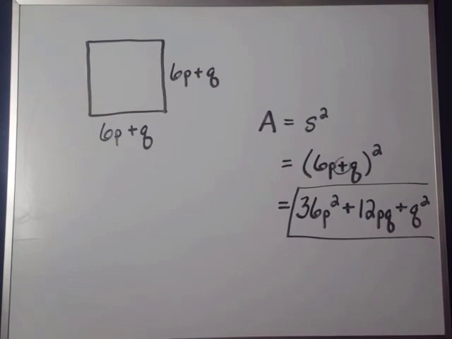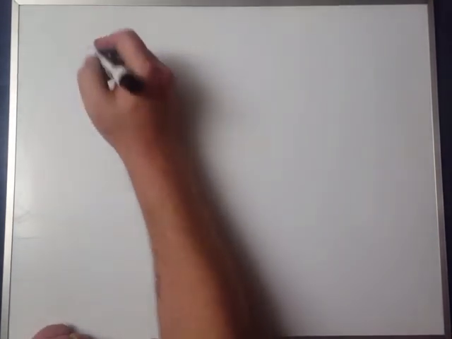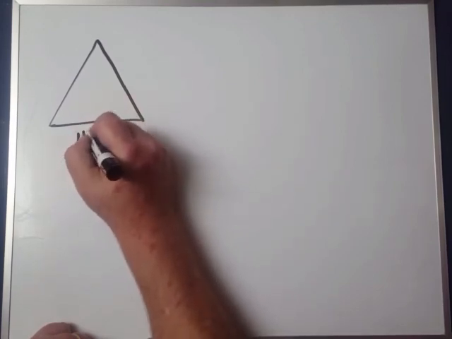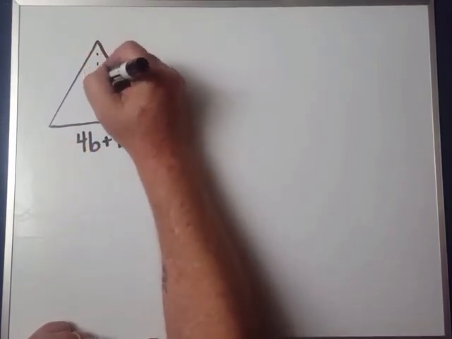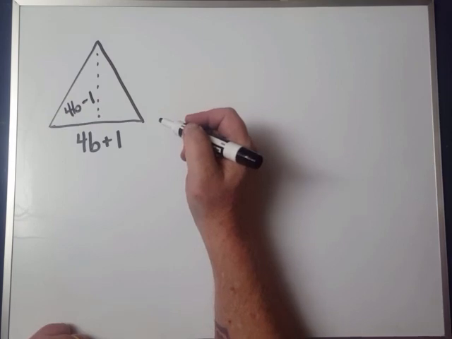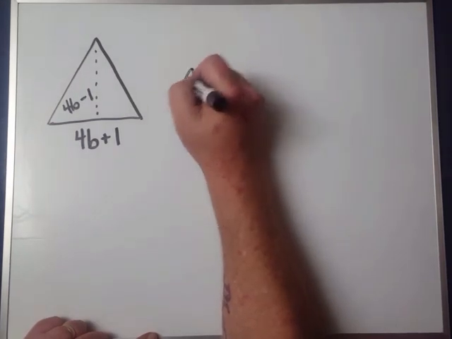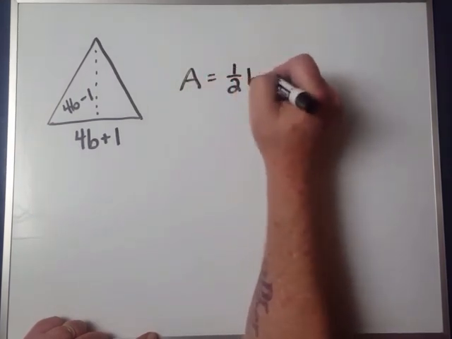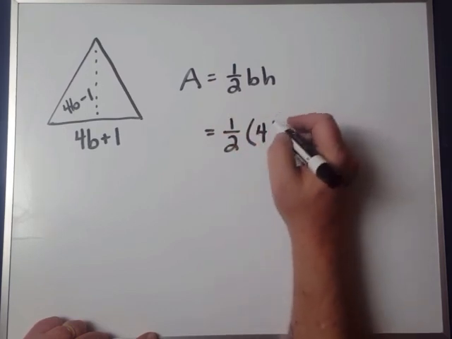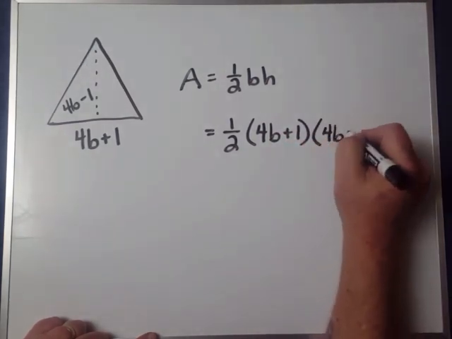Let's look at number 80. In number 80, we're given a triangle whose base measures 4b plus 1 and whose height measures 4b minus 1. We're asked to find this area. The area of a triangle is 1/2 its base times its height. In this case, that'll be 1/2 times the base, 4b plus 1, times the height, 4b minus 1.